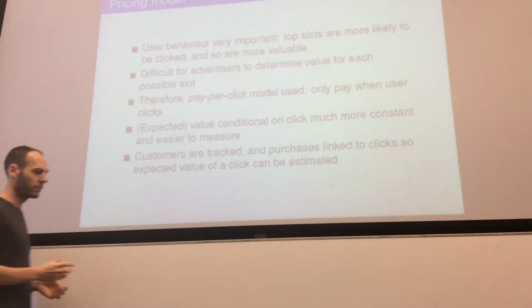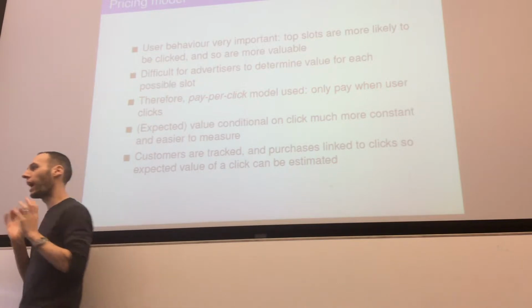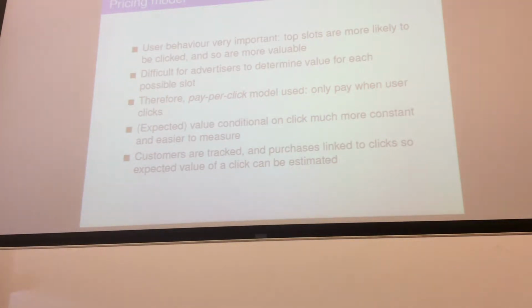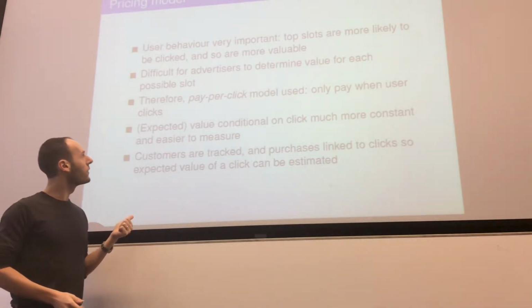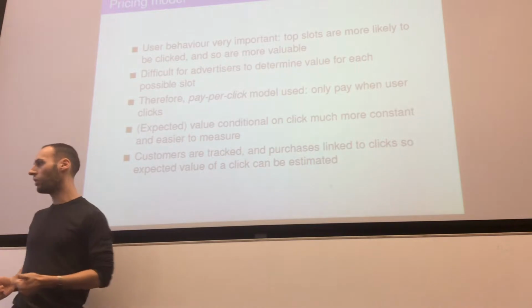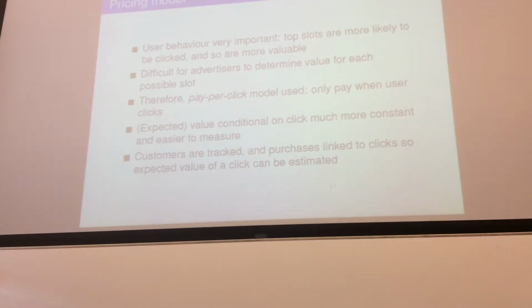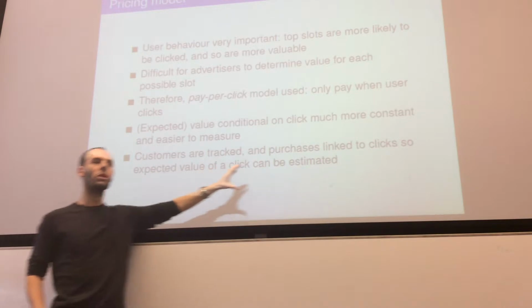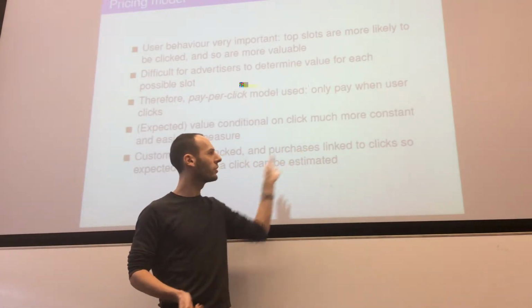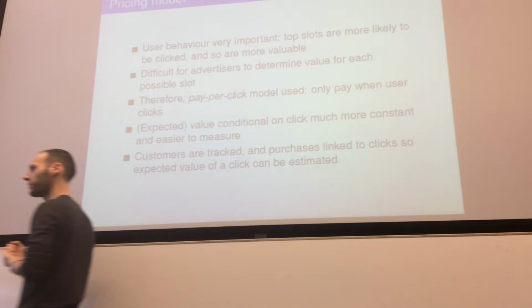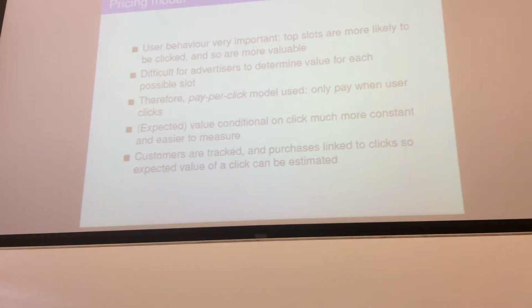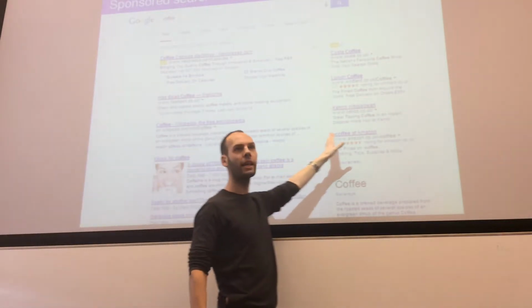So when Google was thinking about how to run this kind of auction, they were thinking that the top slots are more likely to be clicked, and so these are more valuable. It's quite difficult for an advertiser to determine a value for each slot because it depends on their position. So you could have had a model where the advertiser pays for the impression, meaning if the ad is shown, they pay, and it doesn't matter whether it was clicked or not.